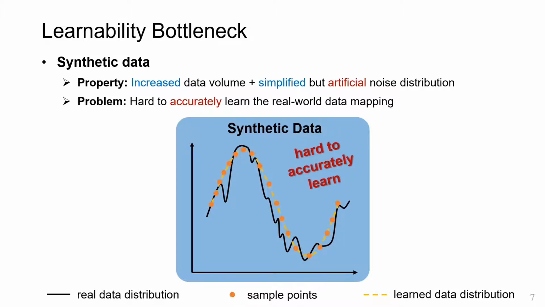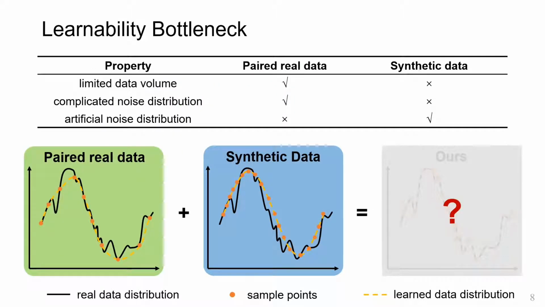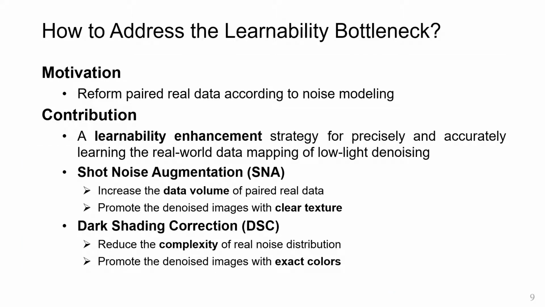Let's reveal the learnability bottleneck in the data of low-light denoising. Paired real data has a real noise distribution, but its data volume is limited, which makes the network hard to precisely learn. Synthetic data has increased data volume, but its noise distribution is artificial, which makes the network hard to accurately learn. And here's what we found interesting. The advantages and disadvantages of these two kinds of data are complementary. So why not integrate them together? Our motivation is reforming paired real data according to noise modeling.